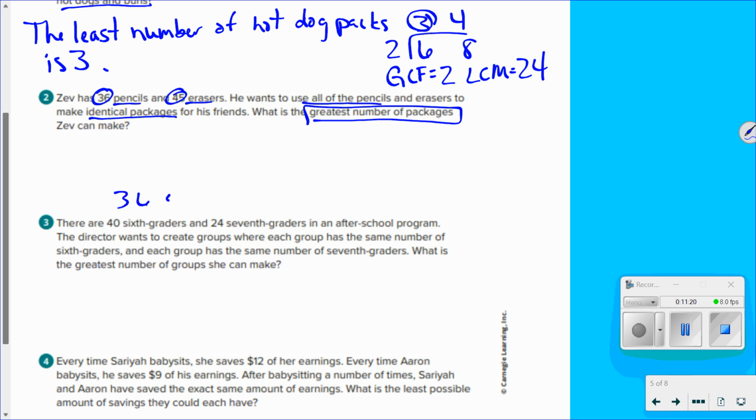So 36, 45. Can I divide both those by 2? No. By 3? Yes. Gives me 12 and 15. Can I divide those by 2? No. By 3? Yes. Gives me 4 and 5. Can I divide those by 2? By 3? By 5? I know I'm done. So my GCF is 9. My LCM, 9 times 20 gives me 180. So which one of those numbers am I going to use to show the greatest number of packages I can make? GCF. So Zeb can make 9 packages.